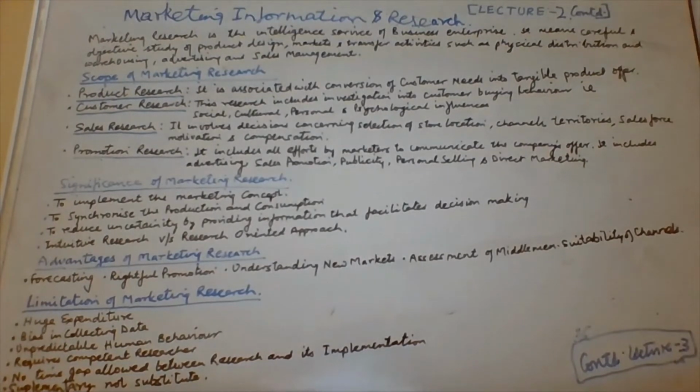Now, the fourth is intuitive research versus research-oriented approach. Research-oriented approach is where the facts and figures are gathered and analyzed, and the report is made. This is one aspect. Another aspect is related to intuitive research.